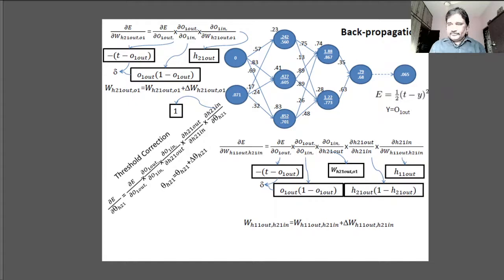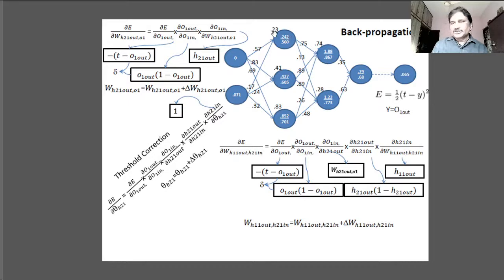Now what we will be doing, we'll be doing a little bit of simplification to get the delta value at this neuron. This total means this delta which we had at this neuron multiplied by this weight multiplied by H21 out into 1 minus H21 out will form to be delta value here, right? And delta value here will have to be multiplied by H11 out to get this weight correction. Right?